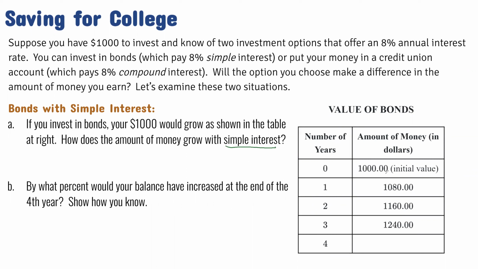Well, let's look. From 1,000 to 1,080, are you adding something? You can add 80, right? We have to make sure it works moving forward. Is 1080 plus 80 1160? Yep. Is 1160 plus 80 equal to 1240? Yes, it is. So how does the amount of money grow with simple interest?